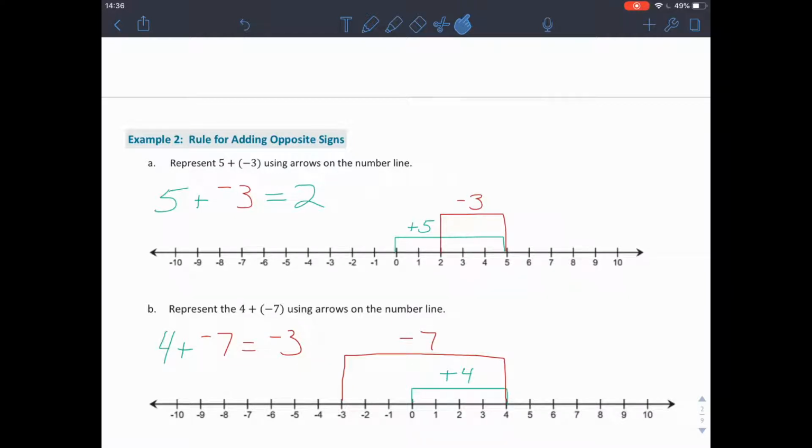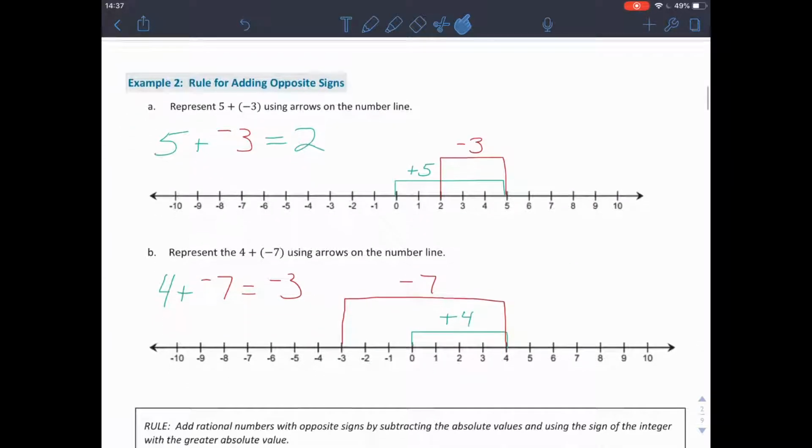So what do these have in common? Well, in both problems, I'm crossing over lines I already drew and covering ground that I've already covered before on my number line. The answer that I ended up getting is the difference between the lengths on my number line, with a positive or negative sign. So the difference between 5 and 3 is 2. The difference between 7 and 4 is 3, and my answers were 2 and negative 3.